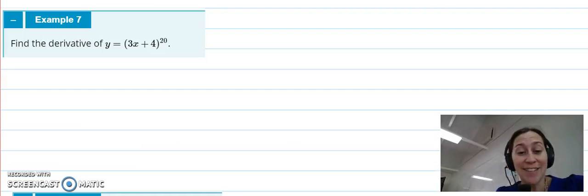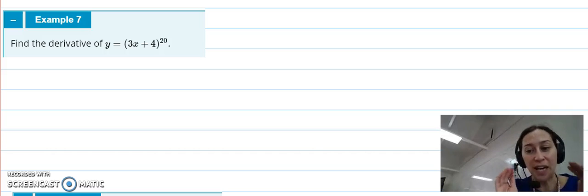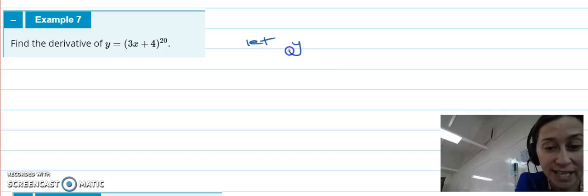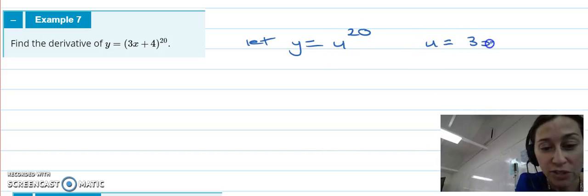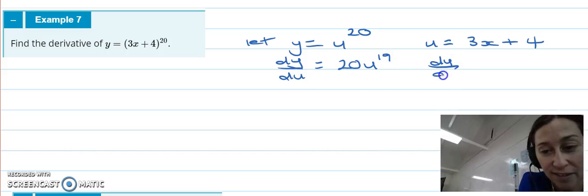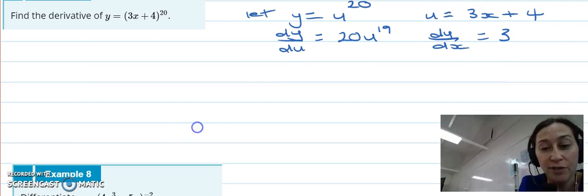Let's have a look at a second example. As you can see, we've got a function here, y equals (3x plus 4) all to the power 20, and we can break that into two simpler functions. We can say, let u equal 3x plus 4, and that means that y equals u to the power 20. So you write those two things down and differentiate each one individually. dy/du equals 20u to the 19, and du/dx equals 3. Multiplying the results together gives you dy/dx.